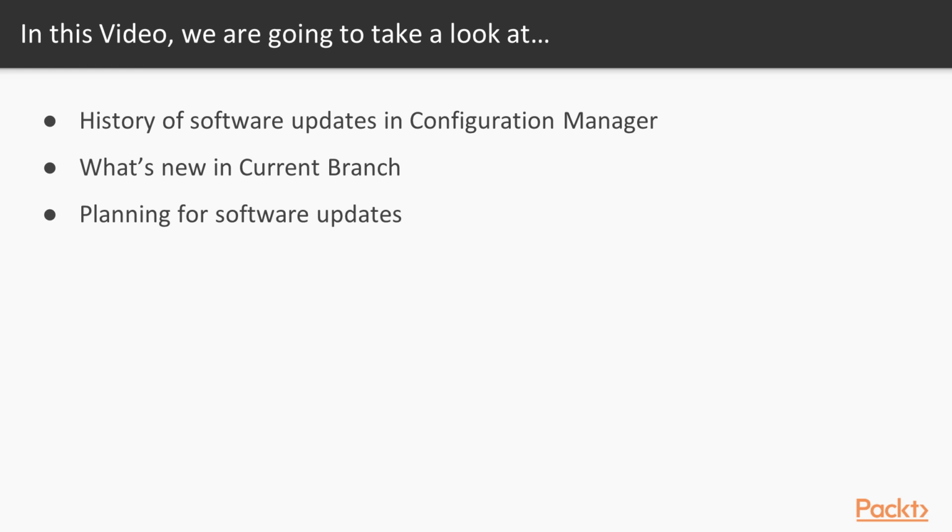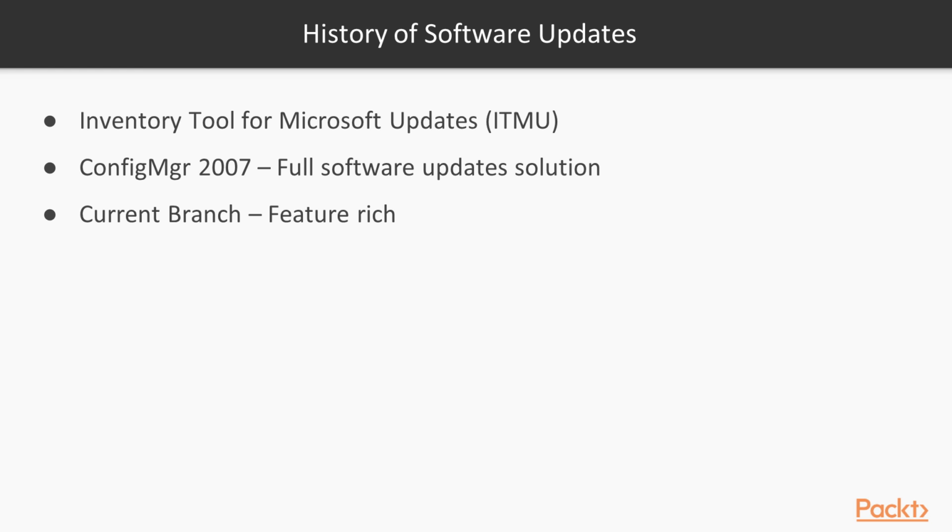So let's begin. Software update maintenance was first added to Systems Management Server 2003, or SMS 2003. Then it was known as the Inventory Tool for Microsoft Updates, or ITMU. Software update maintenance was fully integrated with ConfigMgr 2007, with major improvements through to the 2012 R2 version of the product.